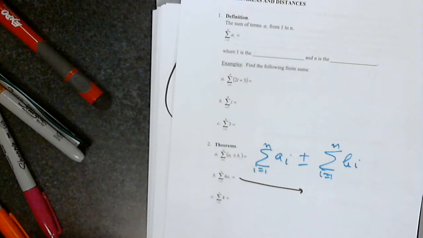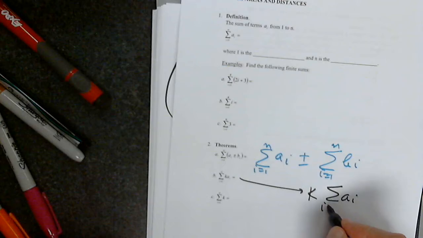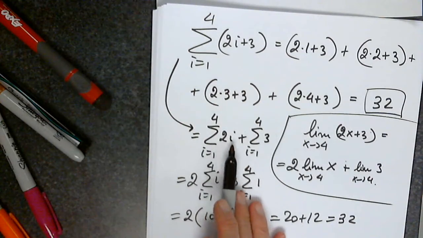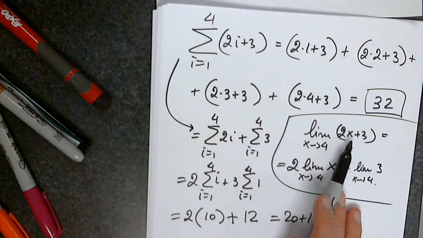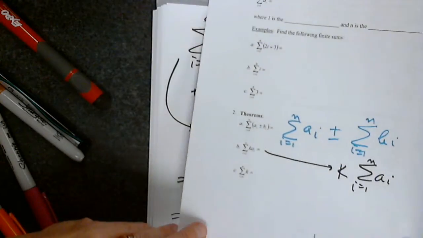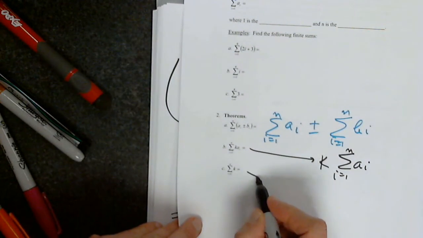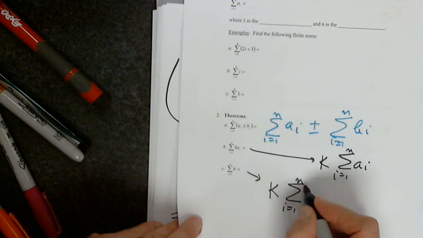k goes in front as a factor of the sum of a_i, from i equals 1 through n. This is what we just did here. I had 2i, and the 2 went in front, like with a limit. The limit of 2x is 2 times the limit of x. Same kind of property.